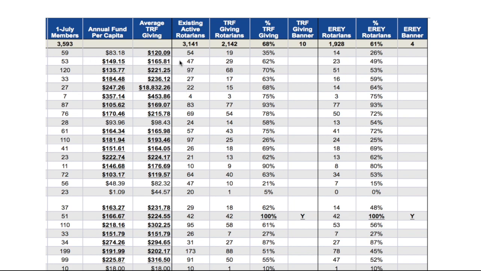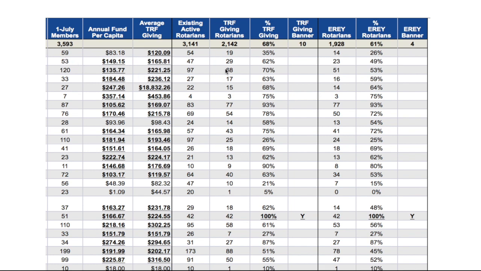So what's the difference here between the first column and this one? So this one here is counting active Rotarians who have paid their dues and were members prior to the July 1 start date. And this is the number that's used to calculate these percentages in every column to the right. For the annual fund per capita, they are using this July 1 number.